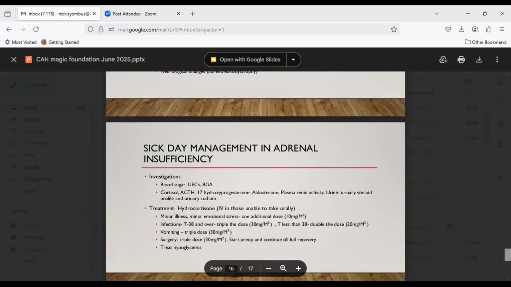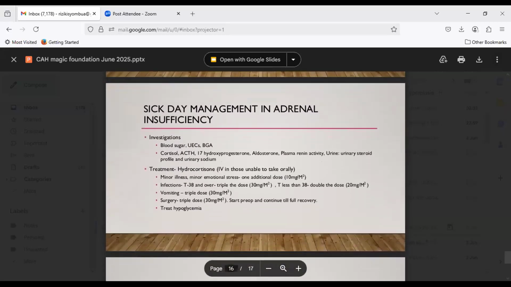Next, in terms of management, of course, the investigations are the same. Check for blood sugar, check your electrolytes, do a blood gas, identify metabolic acidosis. Look for cortisol and ACTH levels if available, and 17-hydroxyprogesterone for those who are not diagnosed yet. You may look for aldosterone levels, plasma renin activity, and in urine, the urinary steroid profile and urinary sodium.